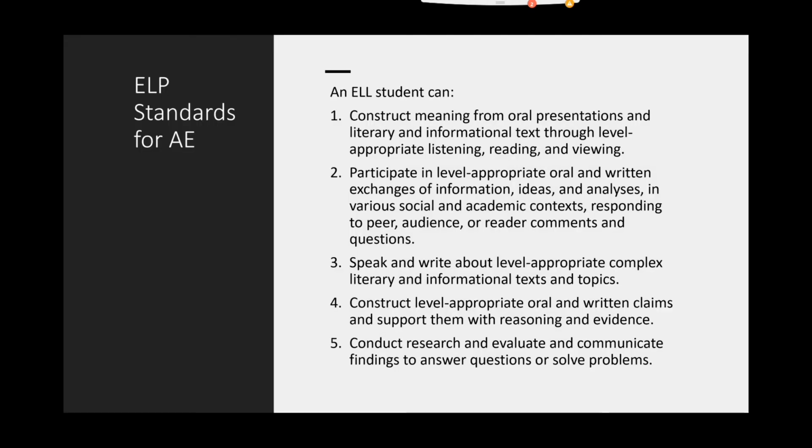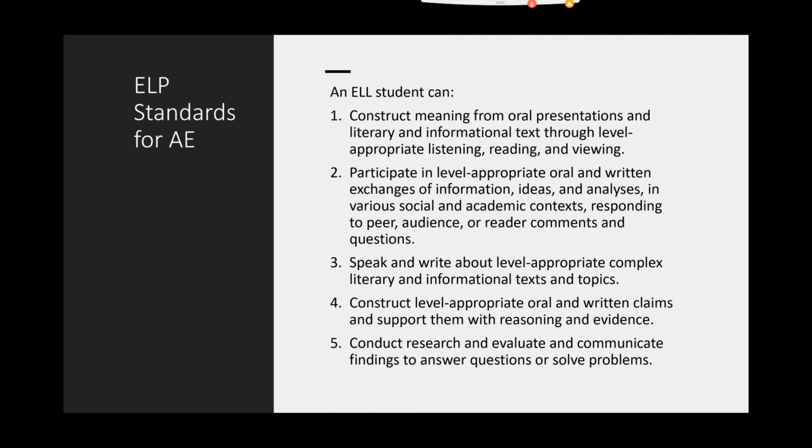So with that, here are the ELP standards for adult education. Number one, an ELL student can construct meaning from oral presentations and literary and informational text through level-appropriate listening, reading, and viewing. Two, an ELL student can participate in level-appropriate oral and written exchanges of information, ideas, and analyses in various social and academic contexts, responding to peer, audience, or reader comments and questions.